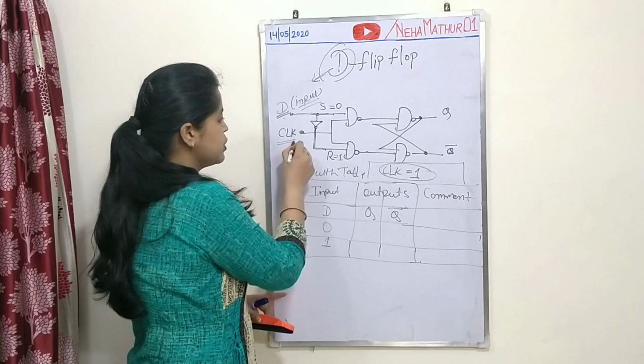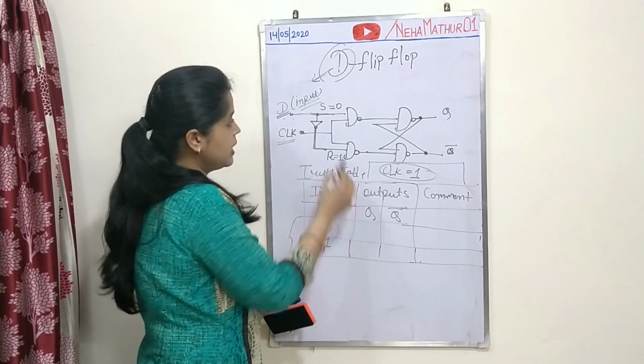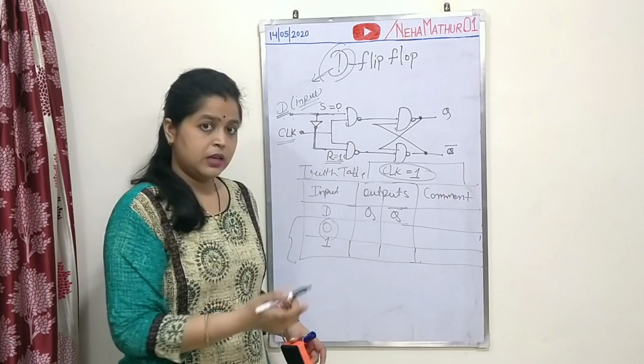So with clock equal to 1, if initially your D is equal to 0, that means your S is equal to 0 and your R is equal to 1.